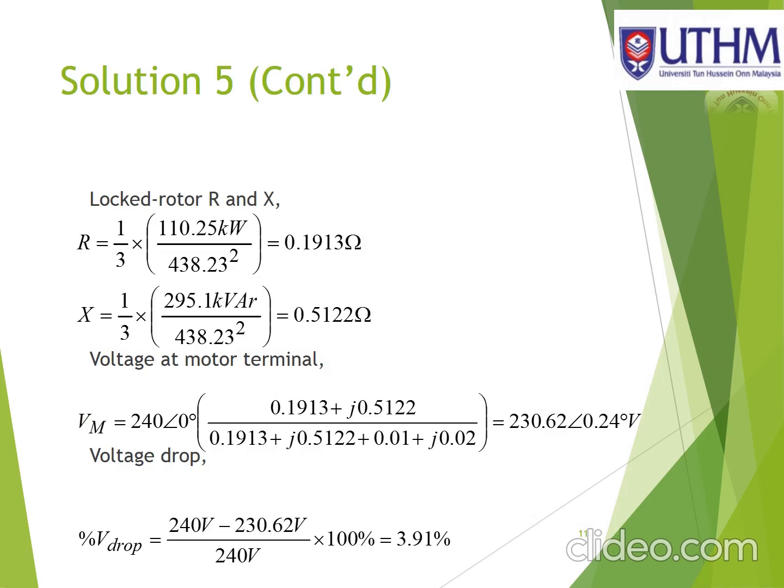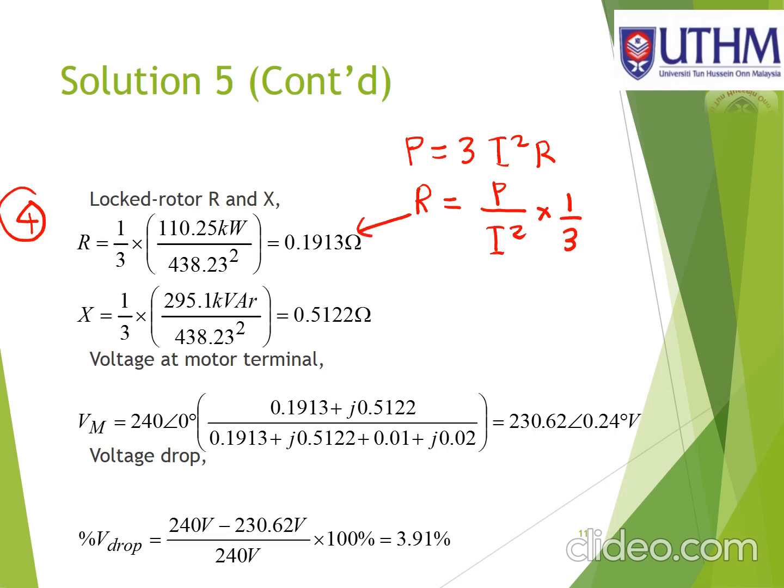Next, step number 4, we have to calculate the locked rotor R and X. We get the value from this formula. P is equal to 3I squared R. This is the formula for power at the motor for 3-phase. To get the R, it is equal to P divided by I squared, times 1/3. So we get this value.